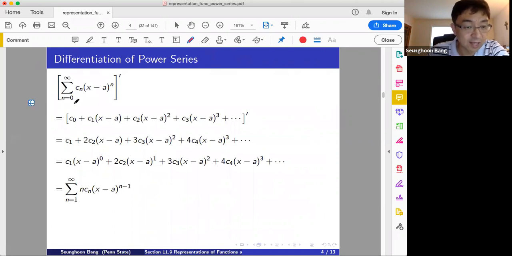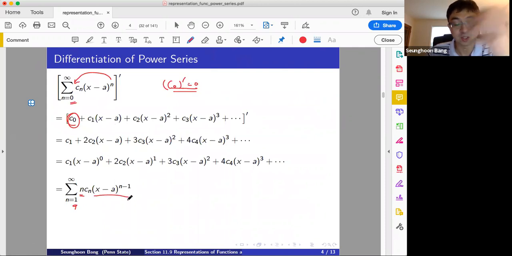If the starting index is 0, you can take a derivative. What happens? The zeroth term, c0 prime, equals 0. What does it mean? The zeroth term is gone, so the index changes. Just use the power rule. The derivative of x minus a to the power n: n comes down, and x minus a to the power n minus 1. N times x minus a to the power n minus 1.